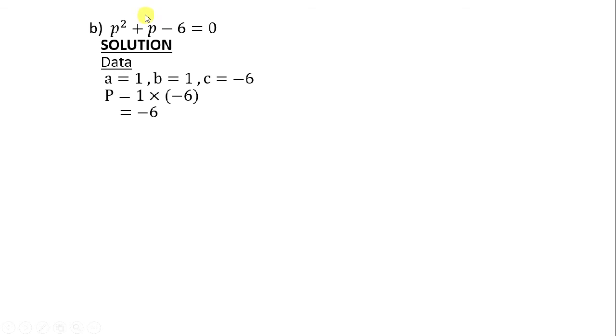What is our sum? Our sum is 1, which is our b there.